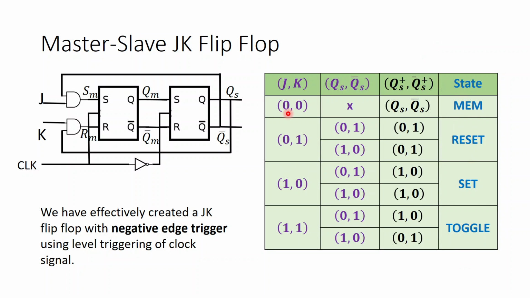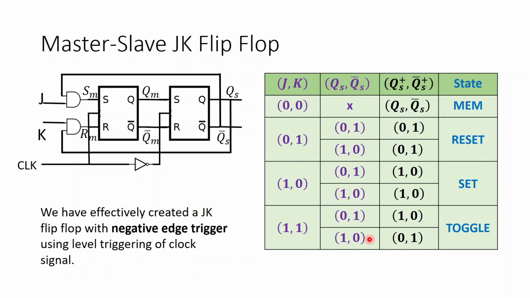So the first, JK 0 0, is the memory state, 0 1 is the reset state, 1 0 is the set state, and 1 1 is the toggle state. So this is the exact truth table of the JK flip-flop. So what did we achieve by connecting two flip-flops? We are again coming to the same JK flip-flop truth table. So what did we achieve?